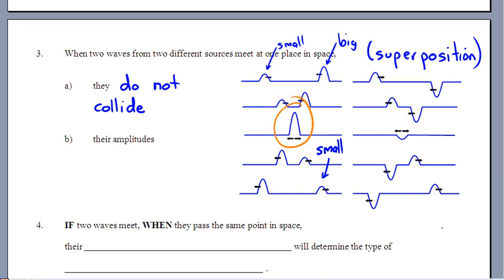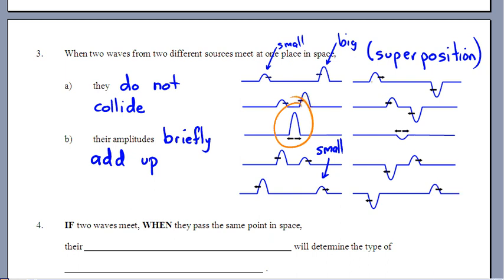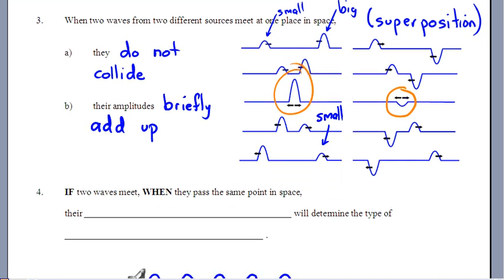And so now we're almost getting to the point where we can start talking about interference. Their amplitudes briefly add up. You can see in the first picture, the small and the big wave were both trying to waggle this string up, and you get this really big wiggle right there in the middle. But in the second picture, they were trying to wiggle it in different directions. The little one's trying to wiggle it up, the big one's trying to wiggle it down. During that brief moment when they're on top of each other, they're going to fight each other. It looks like the big one wins by a little bit. So they add up in a vector sense. And that leads us into the next part.